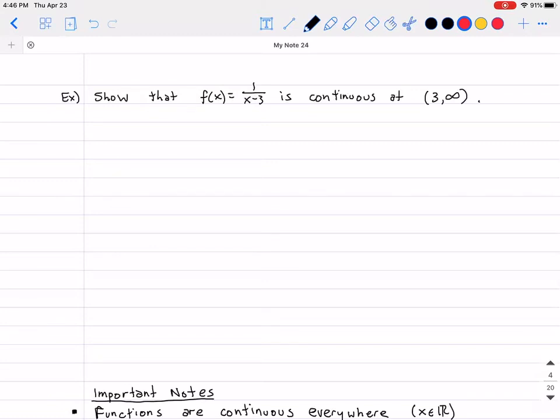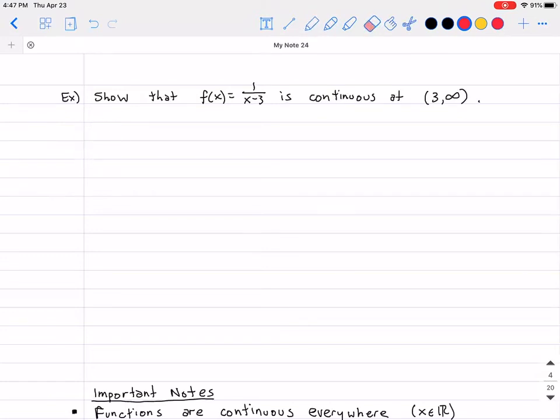Okay. This time I want to show that for the function f of x is equal to 1 over x minus 3, it's continuous over the interval from 3 to infinity. So that means that it's continuous at every single value from 3 to infinity. So what we said earlier was, let's use an arbitrary value that's in the interval that's given and show that the limit actually exists for that one. Okay, so here's how we're going to start.